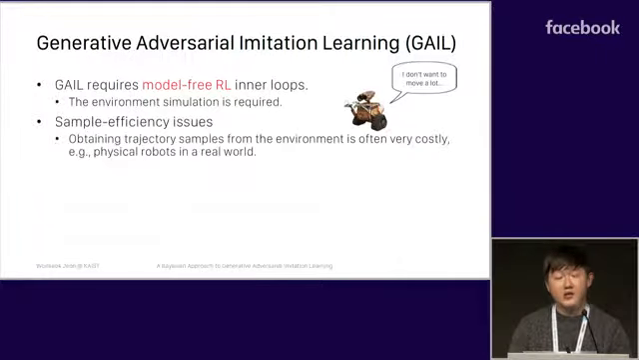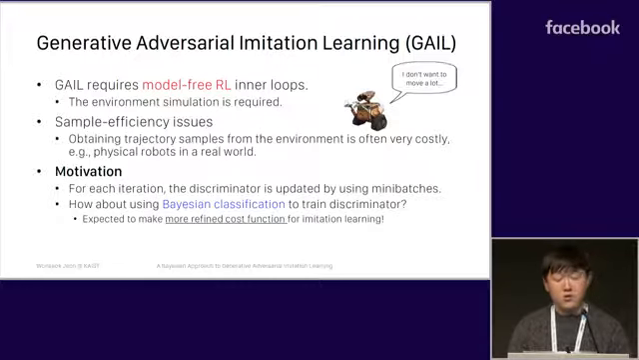The problem is GAIL requires model-free reinforcement learning inner loops, which implies environmental simulation is required. So we can naturally think about the sample efficiency issue of GAIL when applying it to tasks where obtaining samples is quite costly, for example, physical robots in the real world. So our motivation to solve this issue is to make a refined cost function by training the discriminator with Bayesian classification.